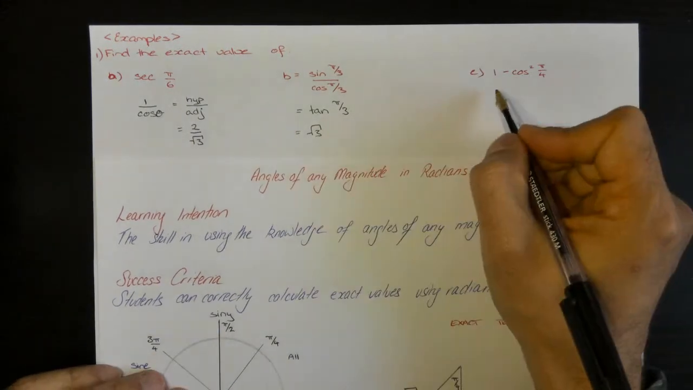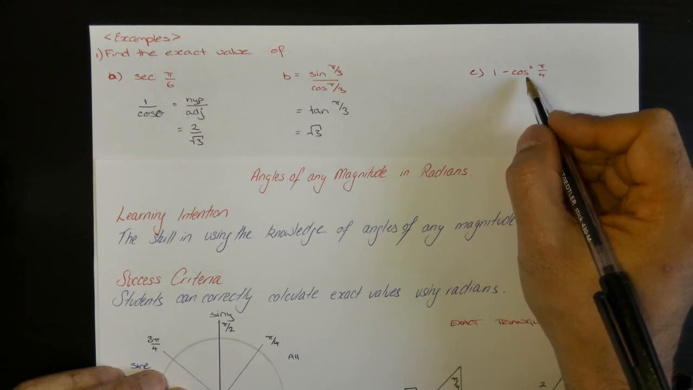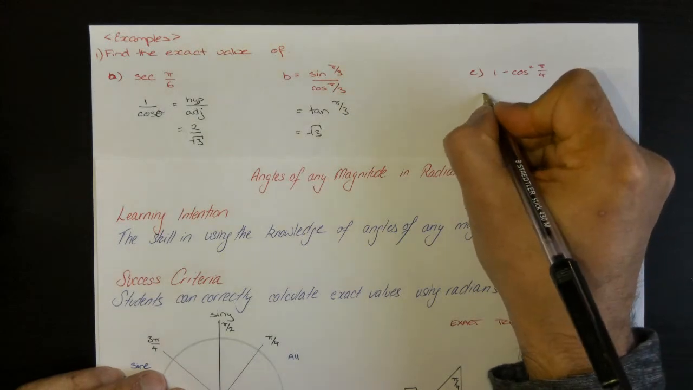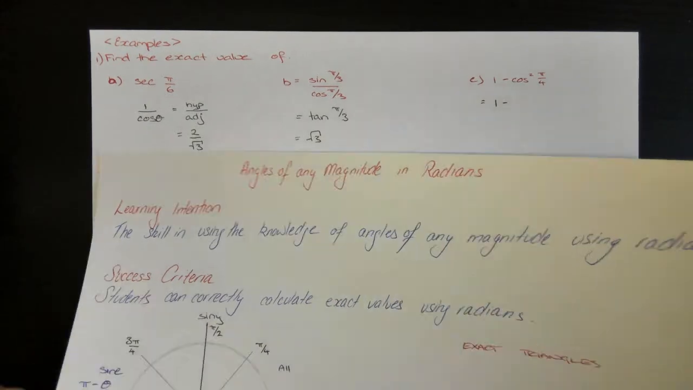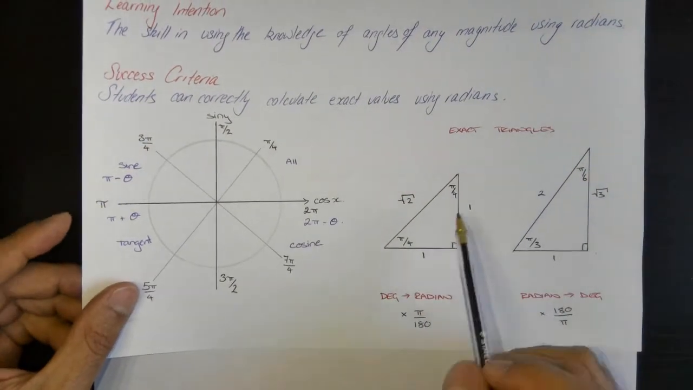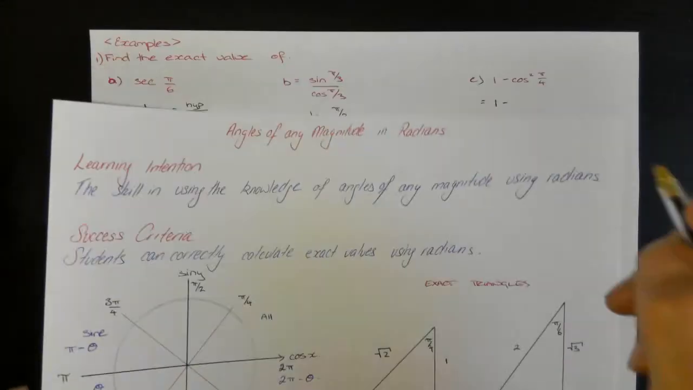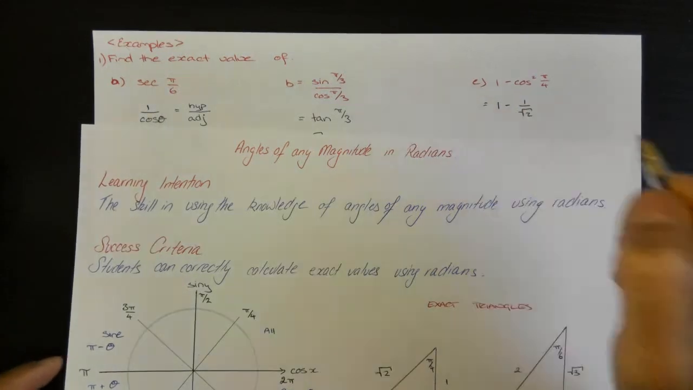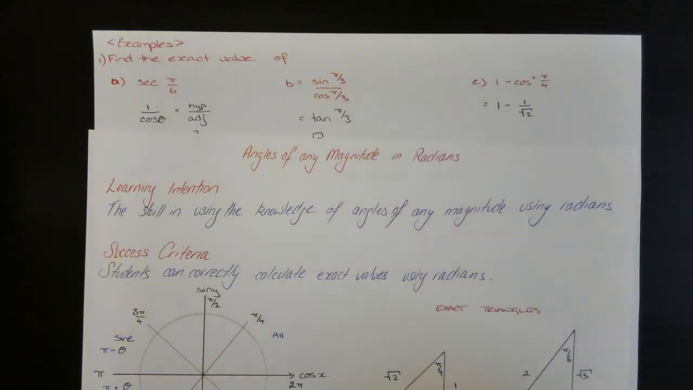Okay, so we want now 1 minus cos squared of pi over 4. So that's going to be 1. Using our exact triangles, we've got cos pi on 4, so that's adjacent over hypotenuse. So we've got 1 over square root 2. Now I'm going to use the identity instead.